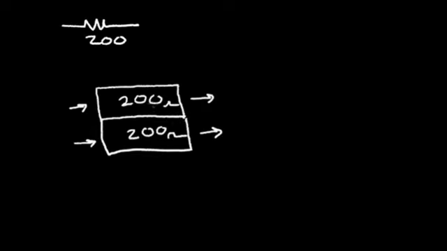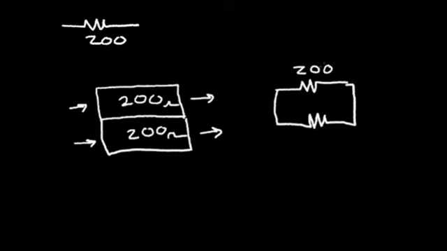So now I can draw the schematic for this. The top resistor is 200 ohms, and it's connected in parallel with the bottom resistor that's also 200 ohms. 200, 200. And since this forms one square and the sheet resistance is 100 ohms per square, I know that the equivalent of these two parallel resistors is 100 ohms.